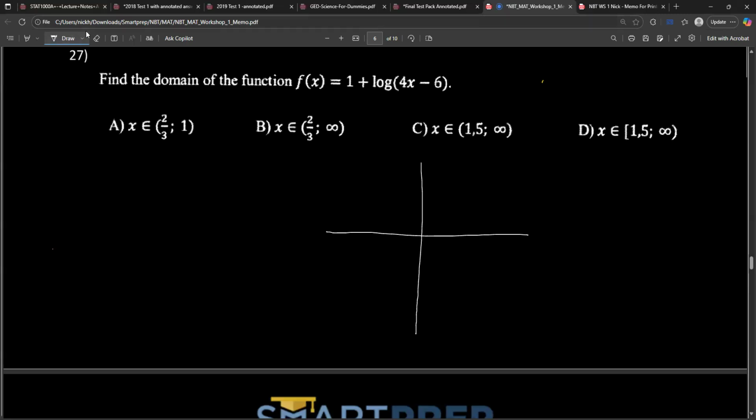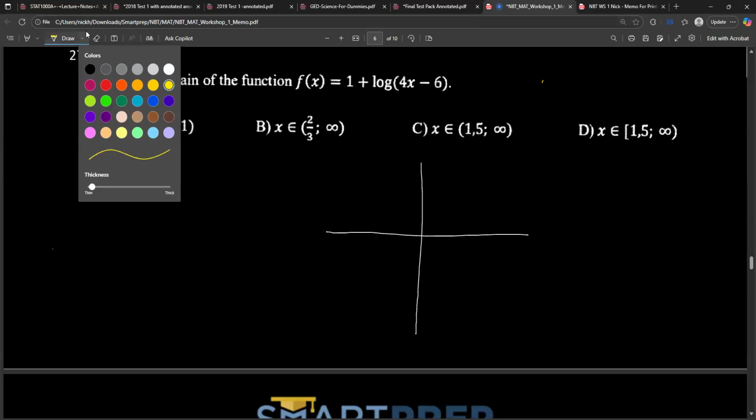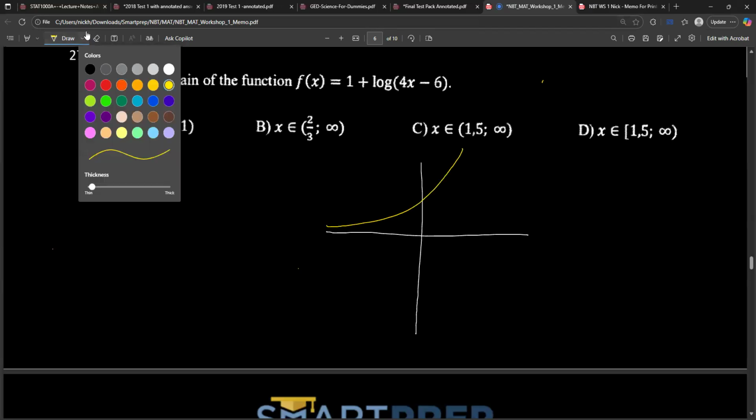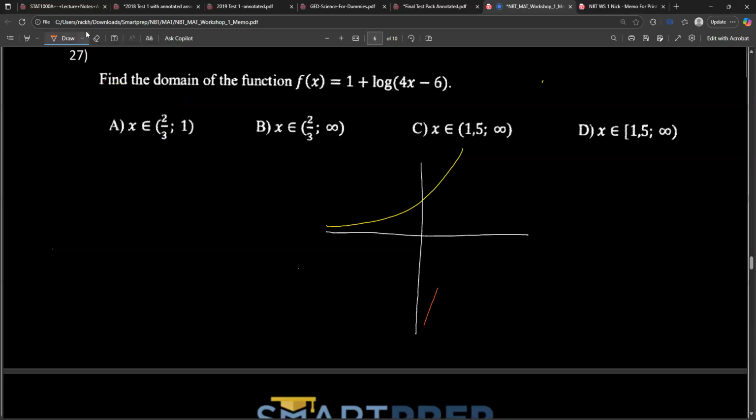Okay, so just briefly, a log graph looks like the opposite of an exponential graph because it's the inverse of an exponential graph. So an exponential graph looks like what I've drawn in yellow, and a log graph looks like this. Now what we notice is that there's an asymptote here. So the graph can never touch this value.